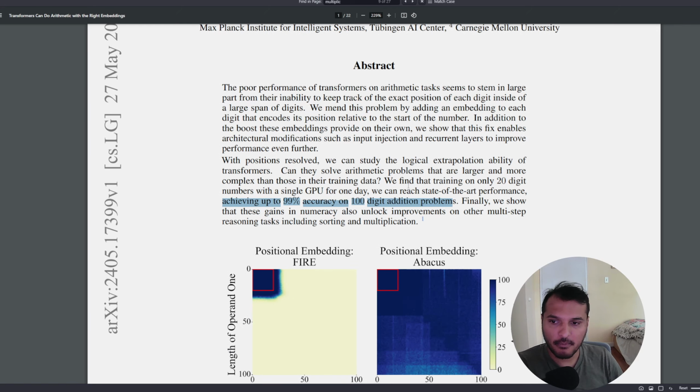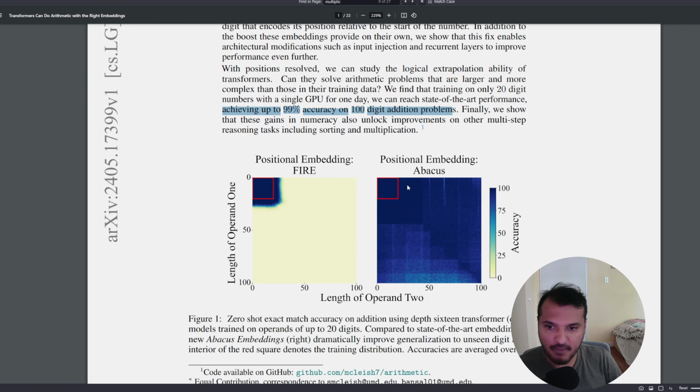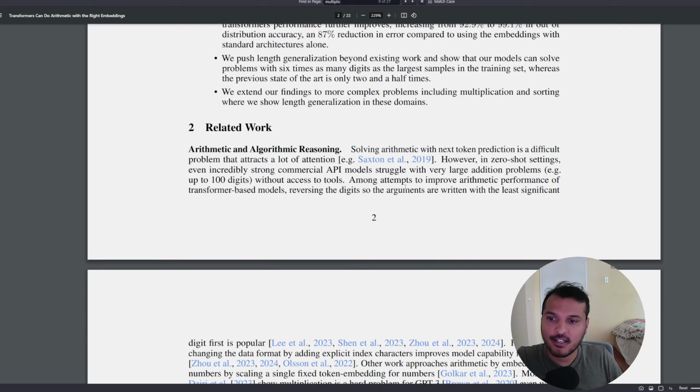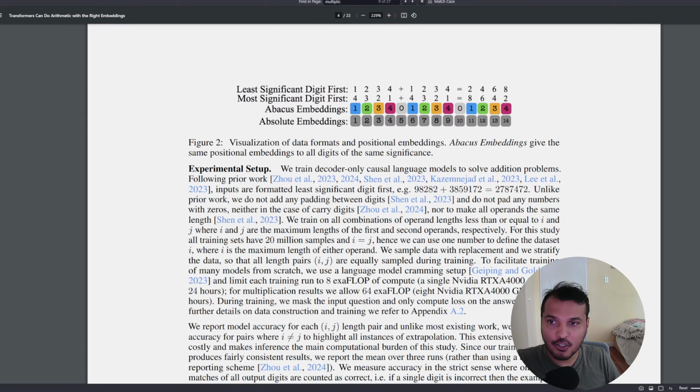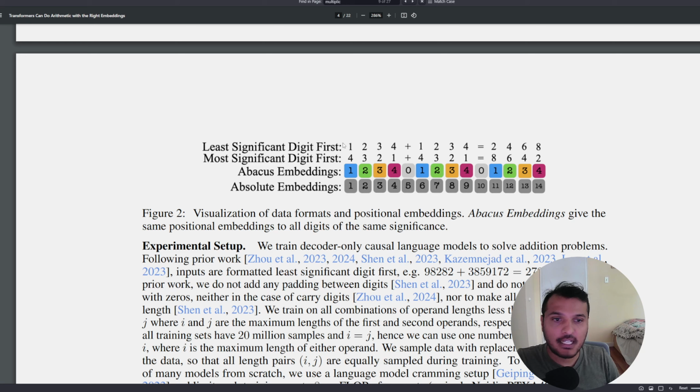So what they propose is a new position embedding in which they basically give the ordering of numbers on top of the position embedding. So basically, in absolute embedding, the addition of two 4-digit numbers would be represented like this: just 1, 2, 3, 4, 5, 6, 7, 8, 9, 10. So it doesn't preserve the ordering.